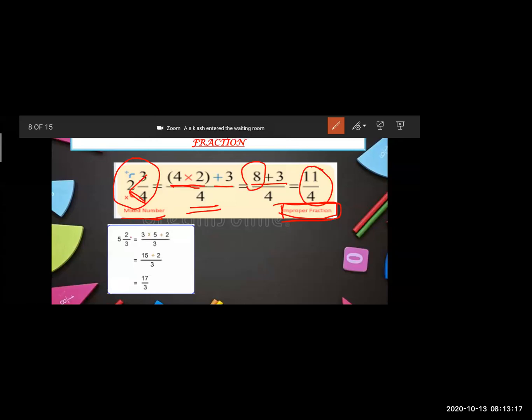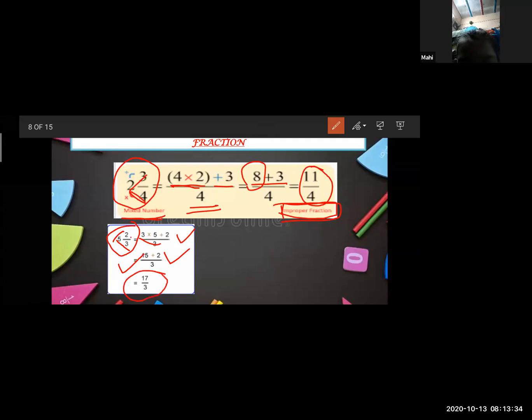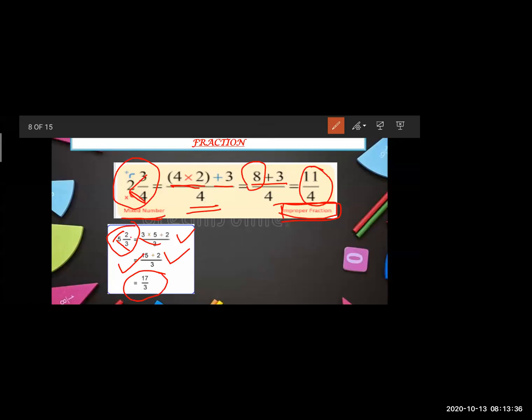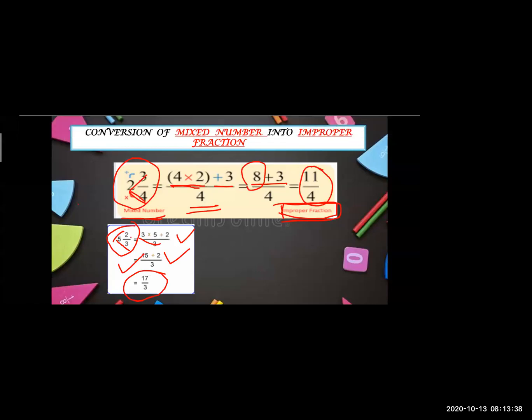Very good. So we have a mixed number over here. Then 3 multiplied by 5 plus 2. So 3 multiplied by 5 is 15, and plus 2, and we are going to get the answer 17 upon 3. Okay. Next.